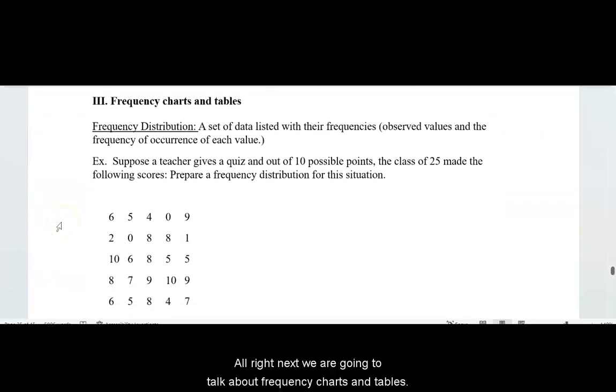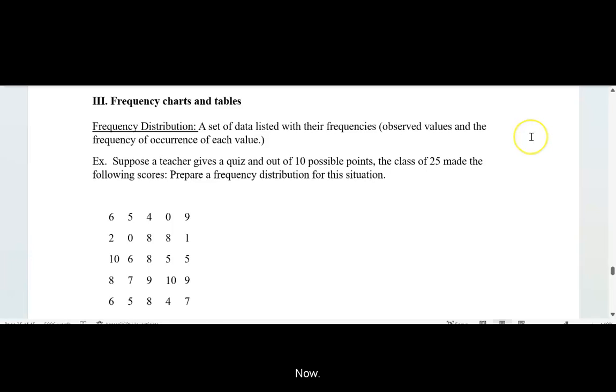All right, next, we're going to talk about frequency charts and tables. Now, what is a frequency distribution? One way to organize your data, because when you collect data, it's what we call raw data, right? It's not in any particular order. It's just a bunch of data. One way we can organize that data is through a frequency distribution.